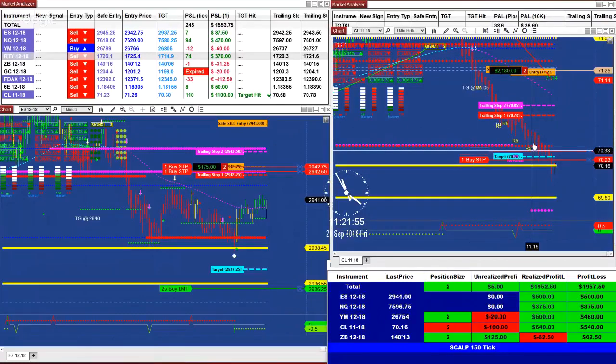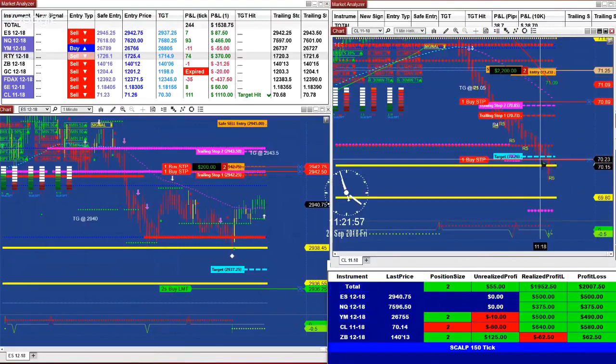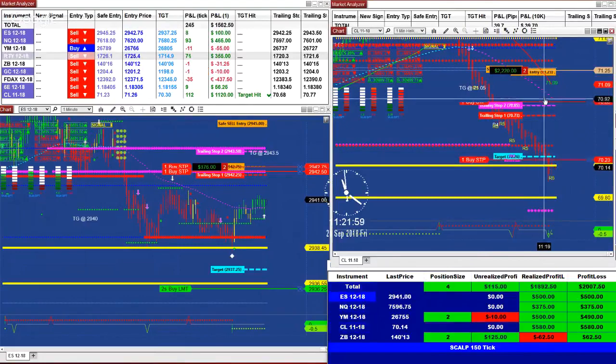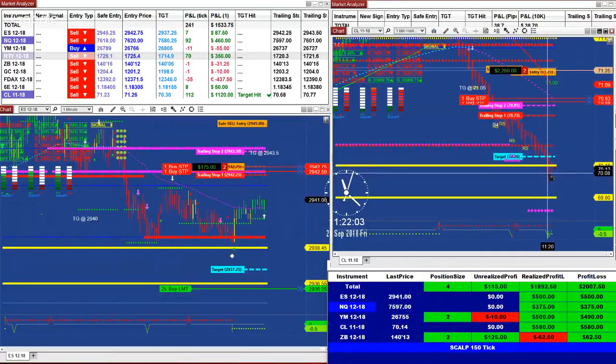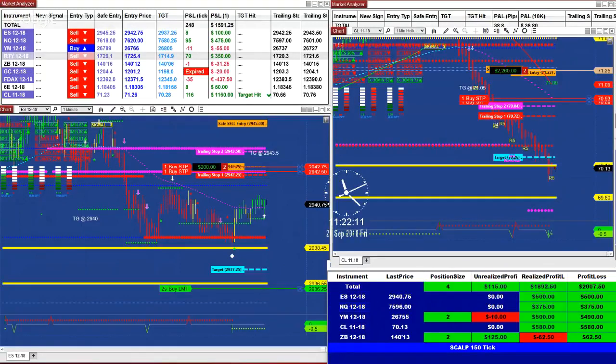Don't stay on the CL. It's finished. This is nothing. It's just fake movement. Between the target and here, there's only a couple bars. They're not even worth it. Let me see if we can find a reversal for you guys. Nope, no reversal.